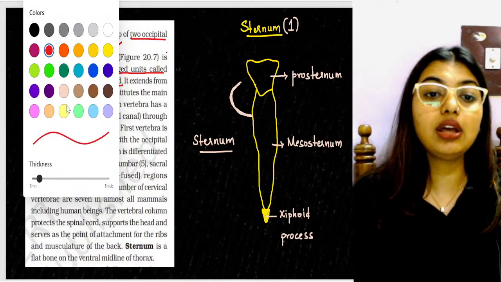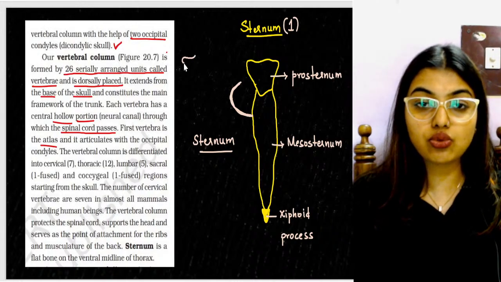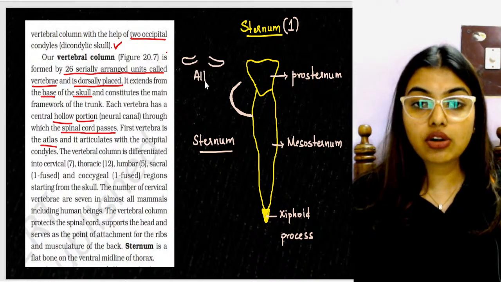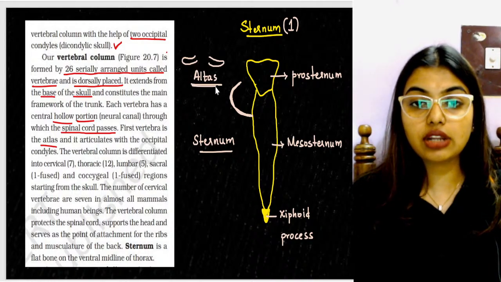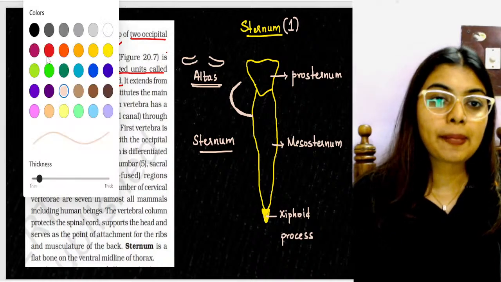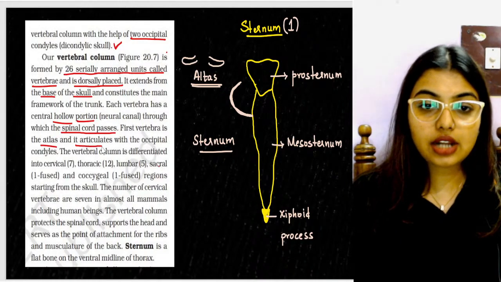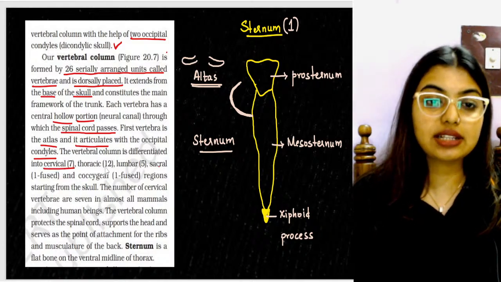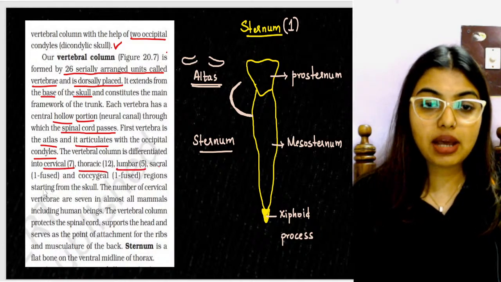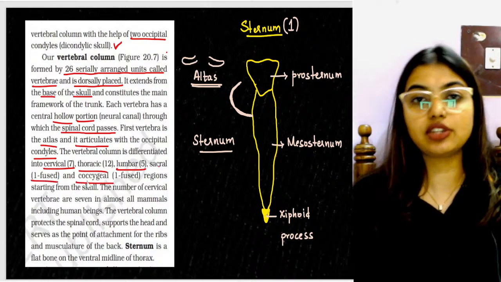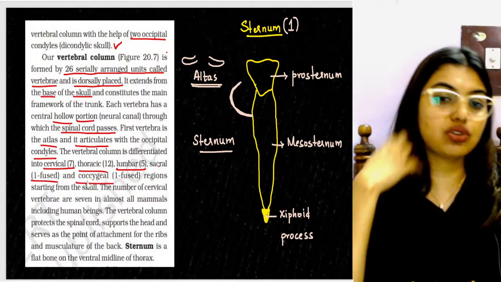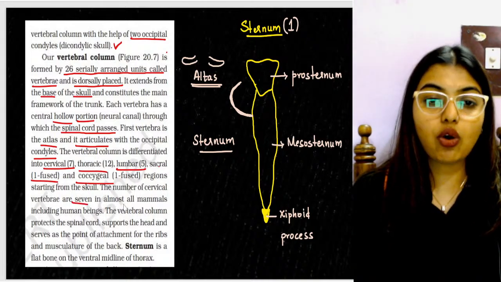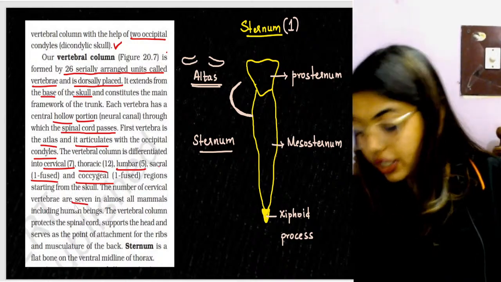So you can remember that if the occipital condyle has two of them, who is going to articulate with them? Atlas. Atlas articulates with the occipital condyles. The vertebral column is differentiated into cervical, 7 of them, thoracic 12, lumbar 5, sacrum 1, coccygeal 1. So we consider them 1-1 fused. The number of cervical vertebrae is 7 in almost all mammals, including humans.